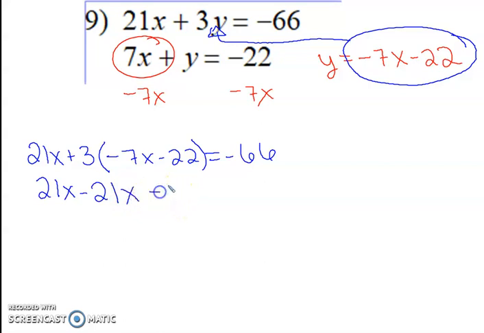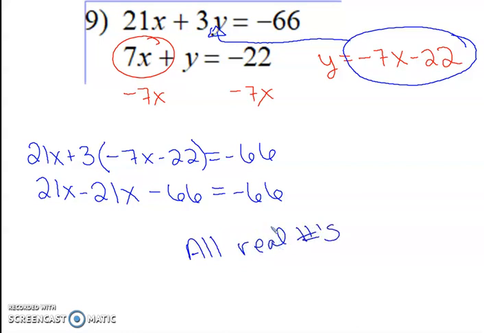Minus 21x minus 66 equals negative 66. So tell me what this is. All real numbers. How can you tell? Yeah, because this is gone, and negative 66 does equal negative 66.